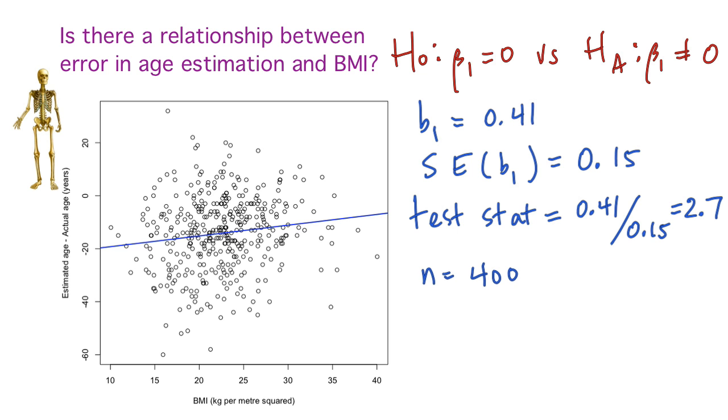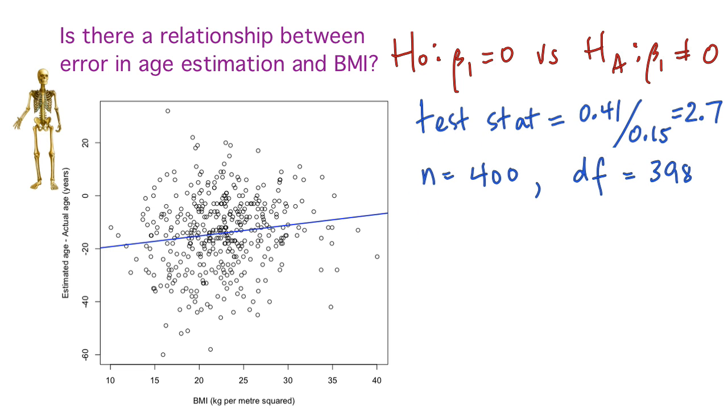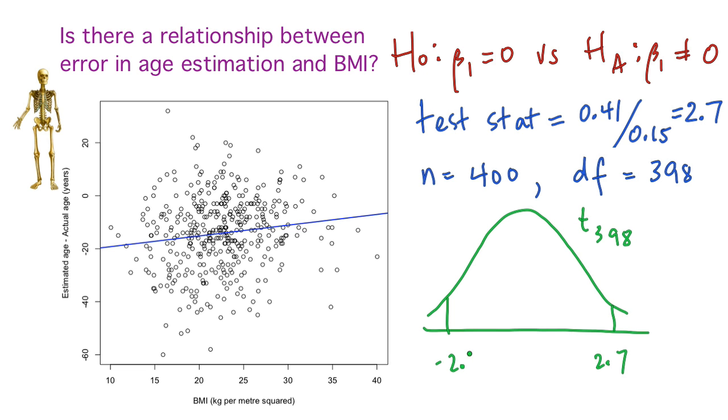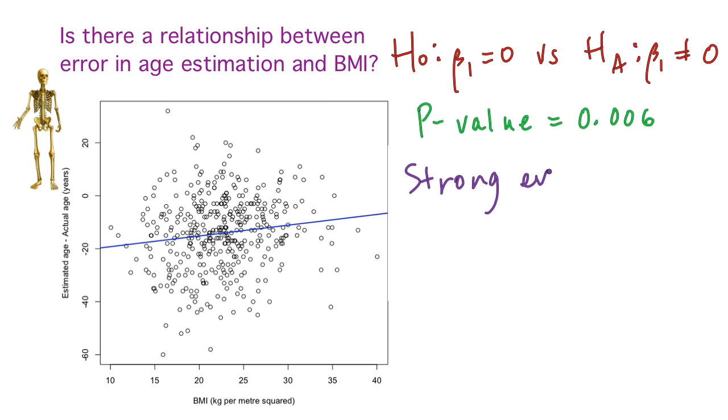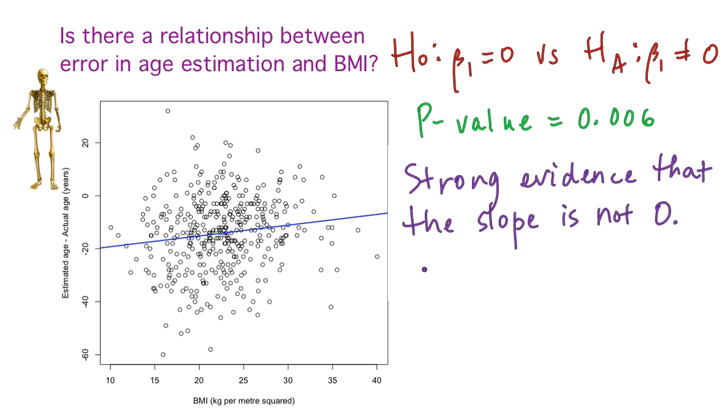There were 400 skeletons in our data set. 400 minus 2 is 398, so our p-value will be calculated from a t-distribution with 398 degrees of freedom. And since we're carrying out a two-sided test, our p-value will be calculated as the probability of observing a value greater than or equal to 2.7 or less than or equal to negative 2.7, which is quite a small probability. From software, it is 0.006. So although our data seems quite noisy, there is still quite strong evidence that our slope is not zero. And we can conclude that there is evidence of a linear relationship between error in age estimation and BMI.